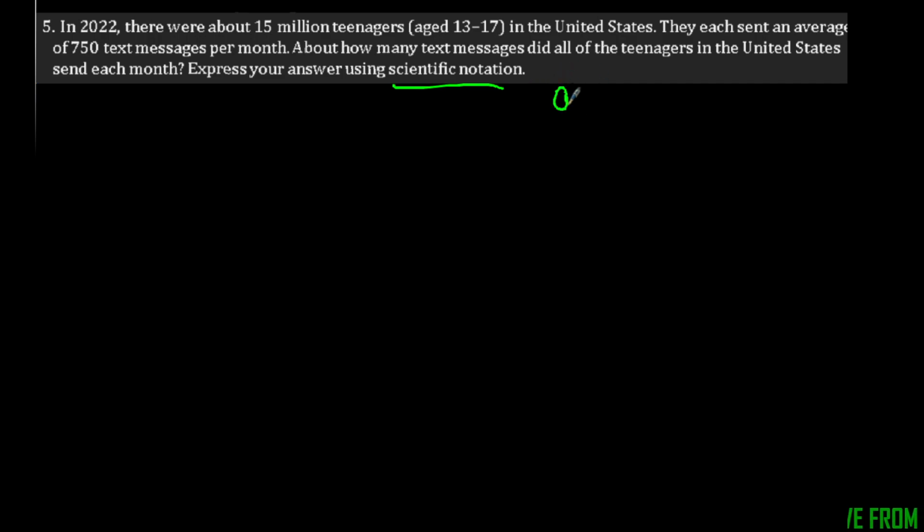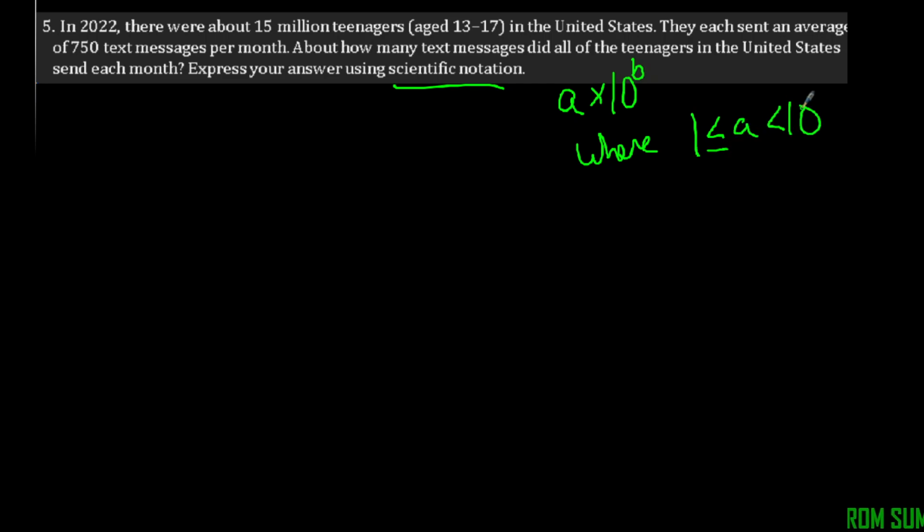We'll have our front value, which is, let's say, A, times 10 to the power of whatever, let's say B. Just make sure it's in this form where A is between 1 and 10. So we have to make sure that our value is at least 1, but less than 10. That's what scientific notation means when we write in that form.